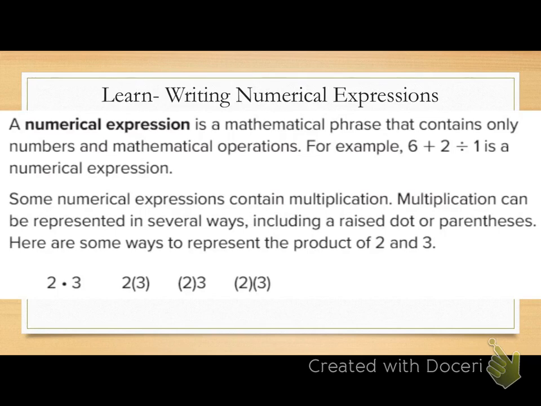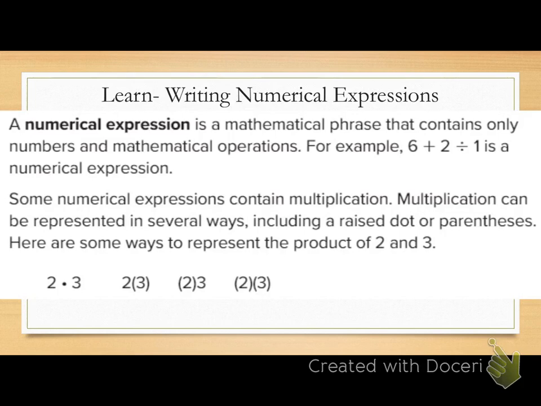Any questions or confusion as to what a numerical expression is? So does that say anything about it having any variables or anything like that? No. So if it contains variables, it's not a numerical expression. It just must be numbers and operations.